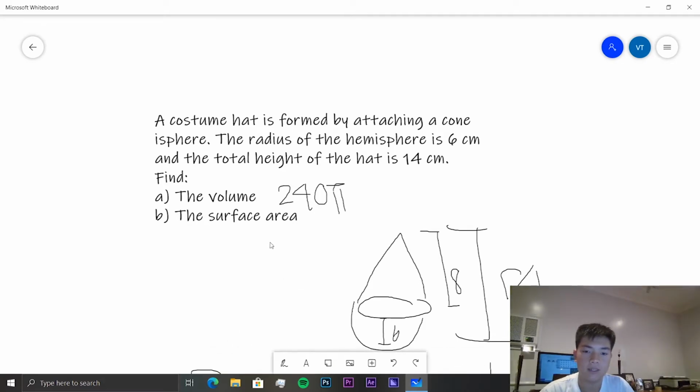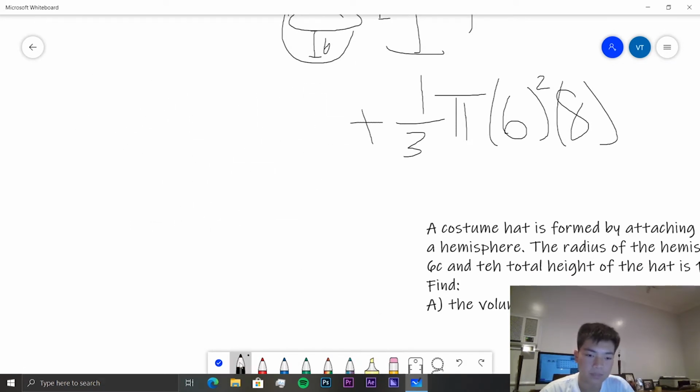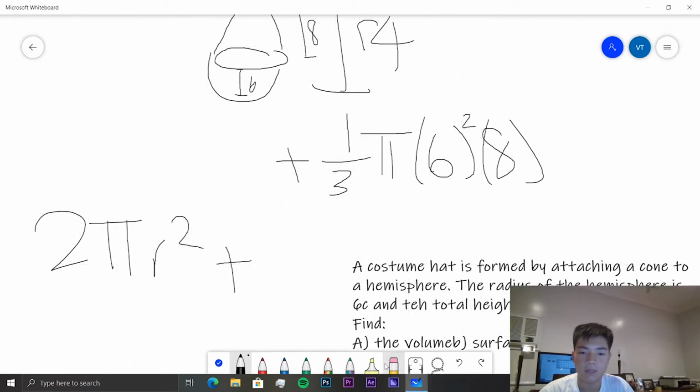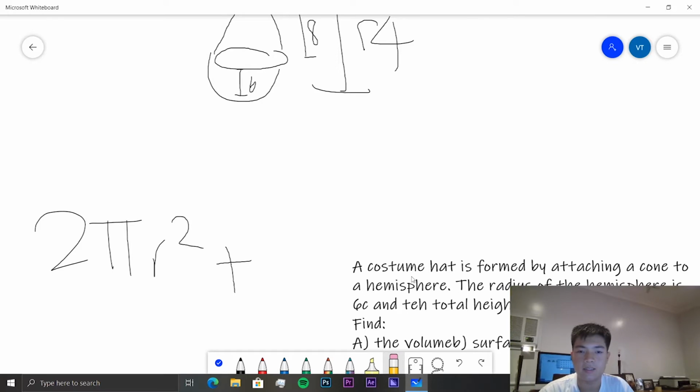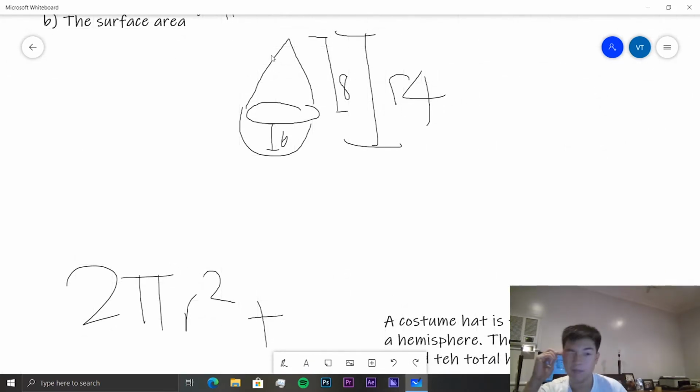Next, for the surface area, we need to find the surface area of the hemisphere. And I think we're ignoring the middle section, so this would be simply 2 pi r squared. And then we need to find the surface area of the round bit of the cone, which is a bit more complicated. It is, this is a circle, so this is pi slant height squared. Wait, no, it's not.